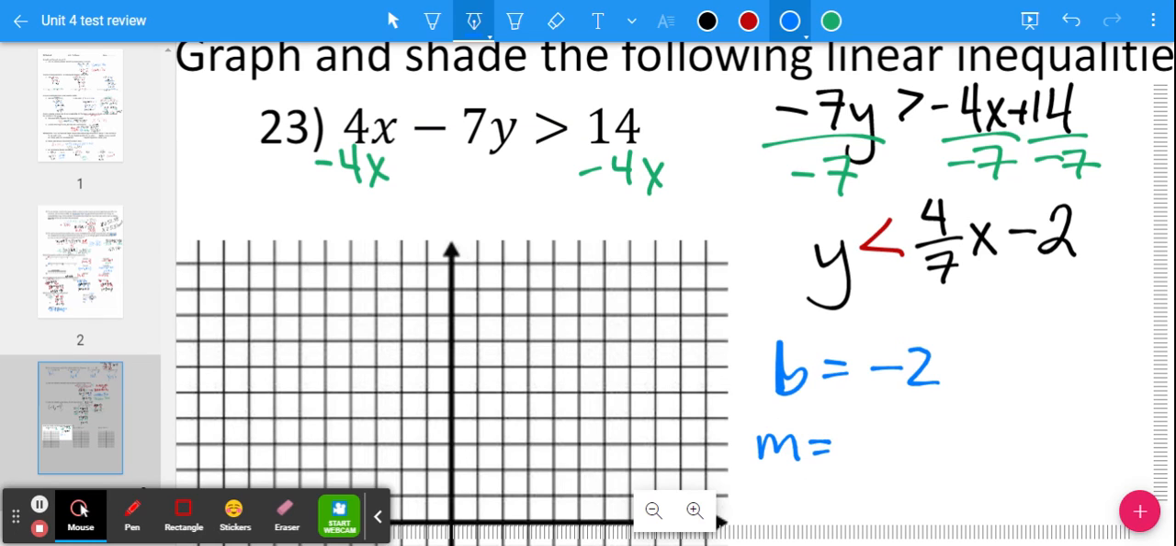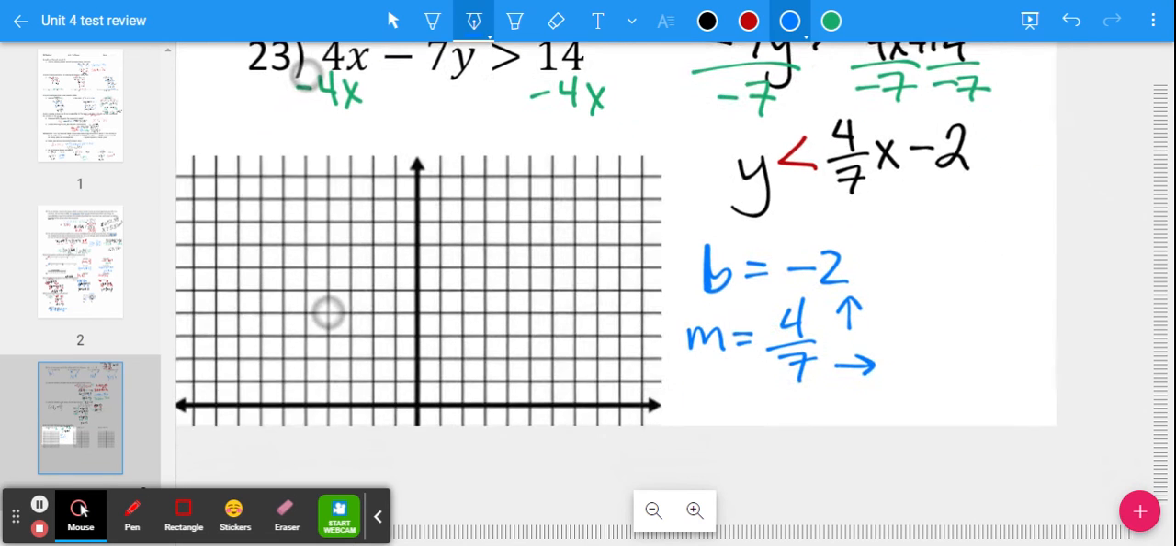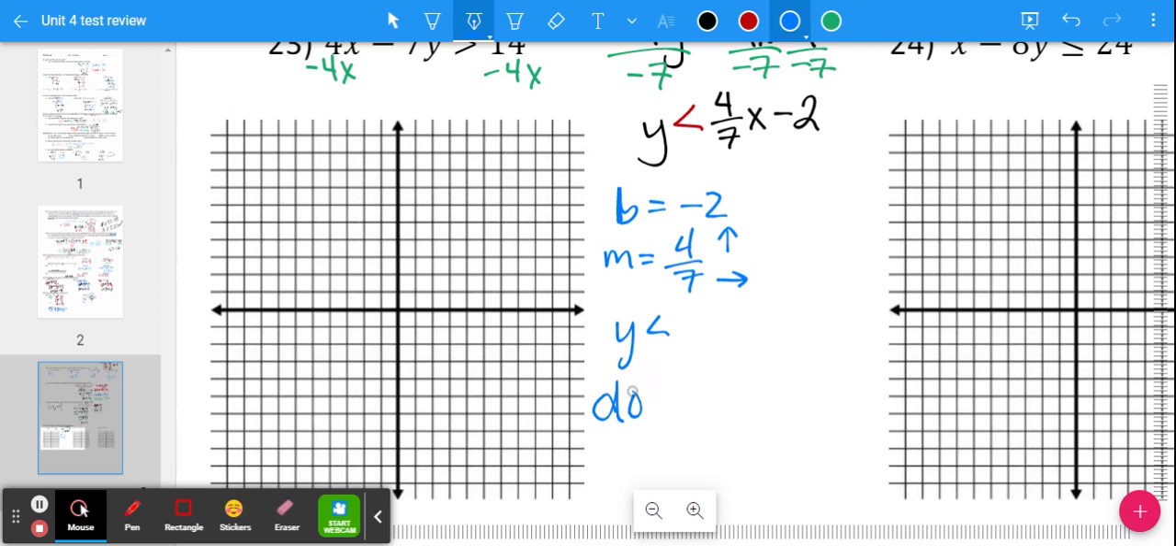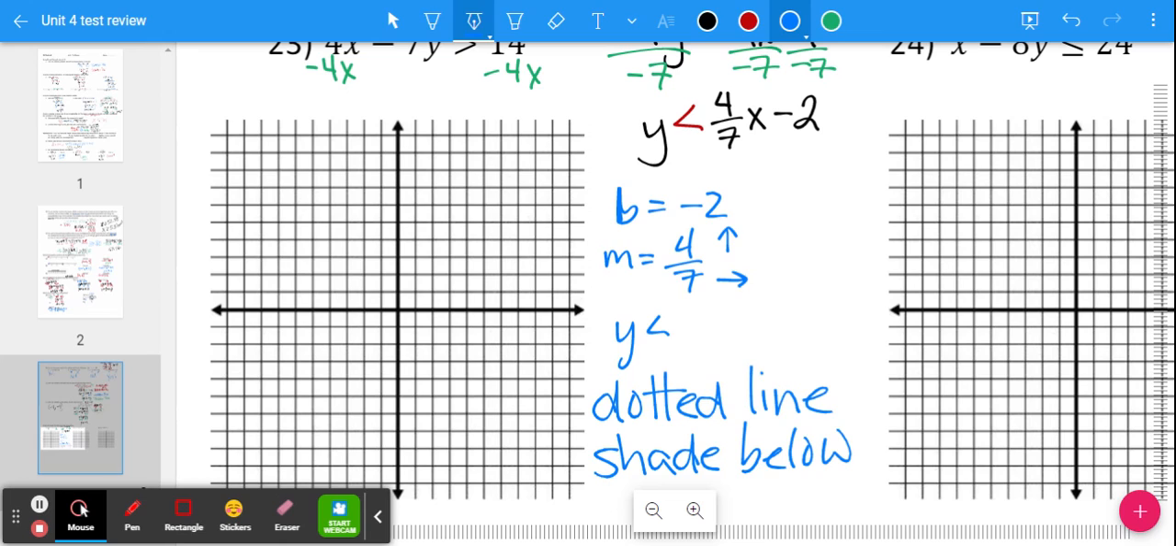The m value is 4 over 7. So beginning at that -2, we're going to go up 4 and to the right 7. We also know because it's y is less than, it is going to be a dotted line. And when it's less than, it's shaded below the line. So now that we have every piece of information we need, we can graph this.